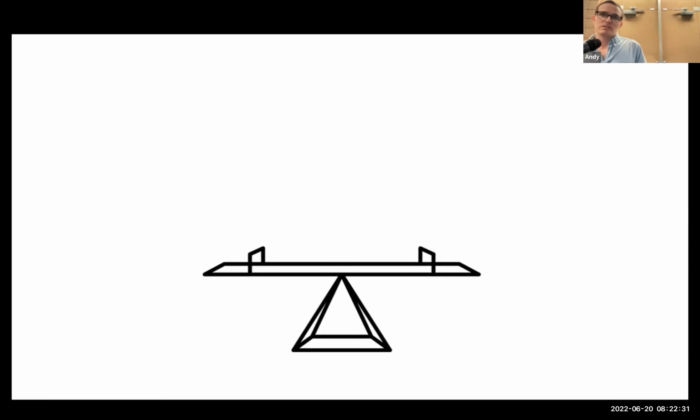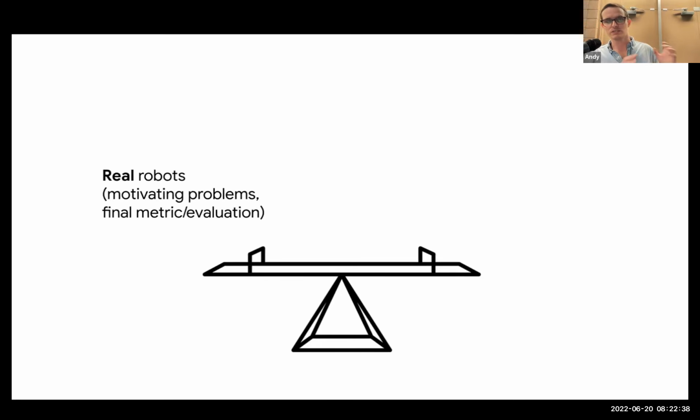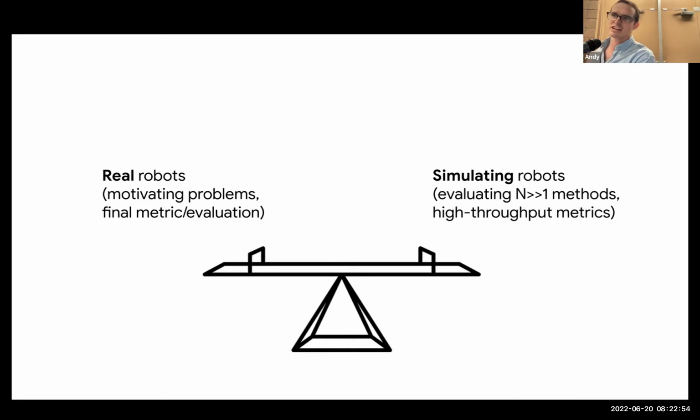A balancing act that I want to call out that I'm going to be trying to do here is, on the one hand, real robots are ultimately the thing that as robot researchers, as roboticists, we should care about. I think they should motivate our problems. The robots working should be our final actual metric and evaluation. But on the other hand, as many of you may know, simulating robots is very helpful for evaluating a large amount of things, getting high throughput metrics, things like that.